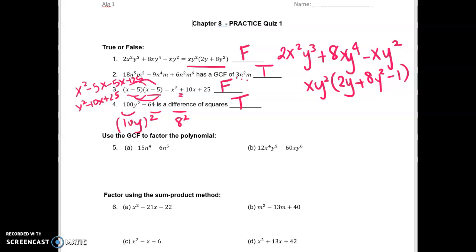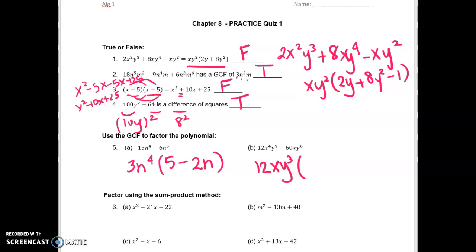Now we have to use the GCF to factor each polynomial in number 5. The greatest common factor for number 5 is going to be 3n to the fourth. 3n to the fourth goes into 15n to the fourth 5 times, and then the next one we have 2n to the first. Then for b, 12 and 60 would be 12. Then we've got x to the fourth and x to the first, so I'm going to pull out an x. And then we have a y to the third and y to the sixth, so I'm going to pull out a y to the third.